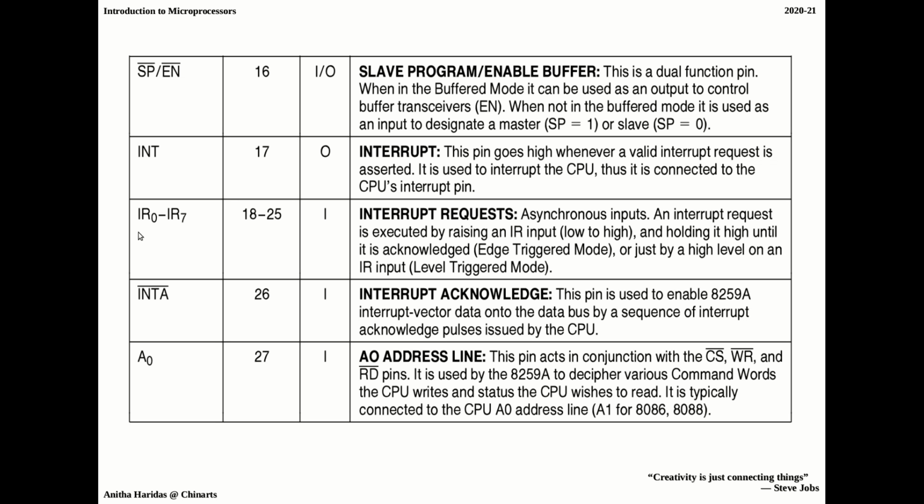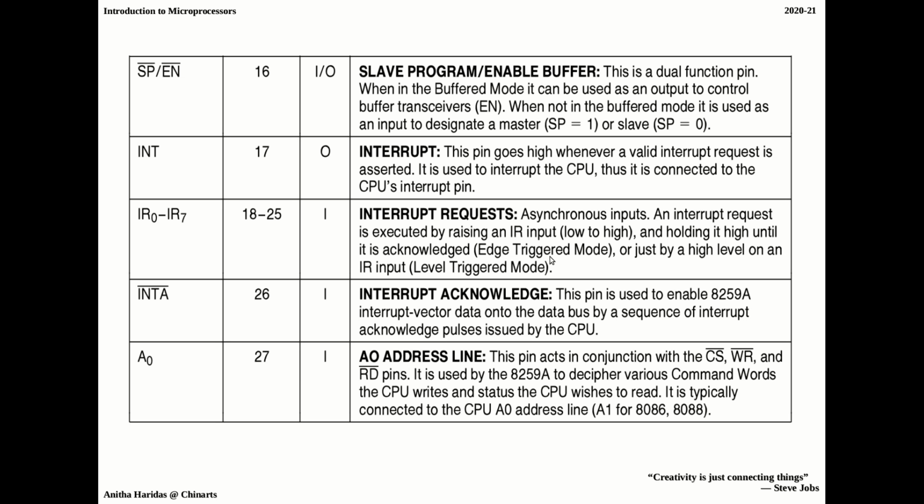Then we have the interrupt request lines 0 to 7. All these interrupt requests are asynchronous inputs, right? You can receive the interrupt request at any time. It is an asynchronous input. And an interrupt request is executed by raising an interrupt request input and holding it high until it is acknowledged.